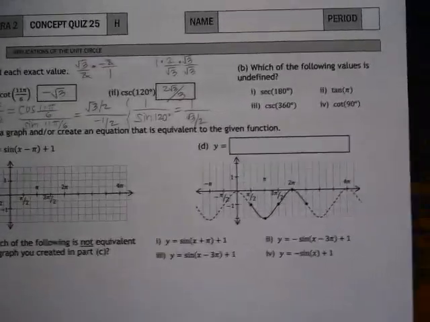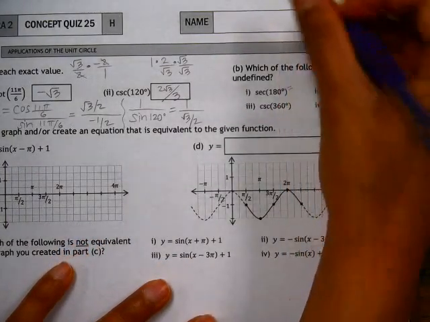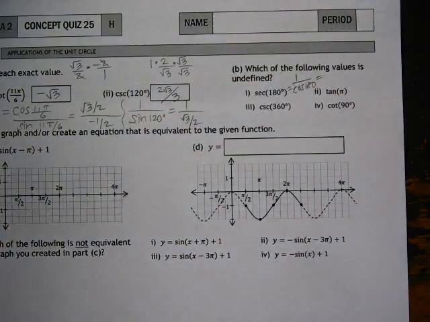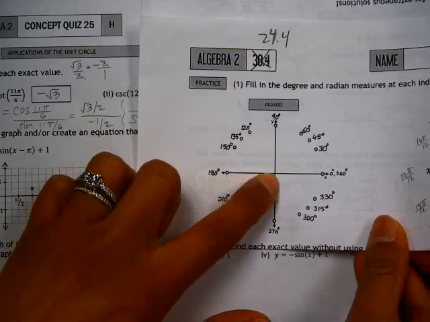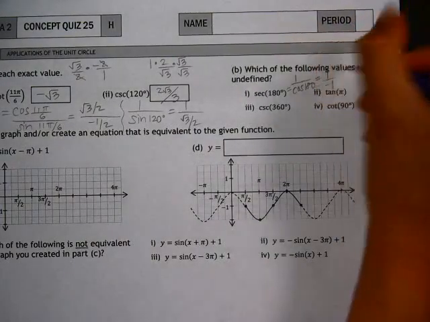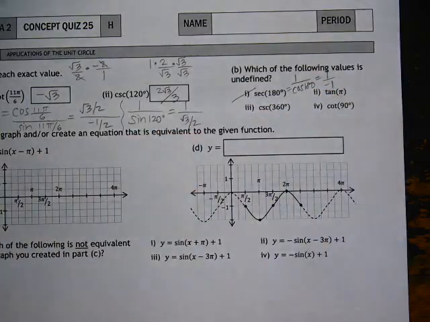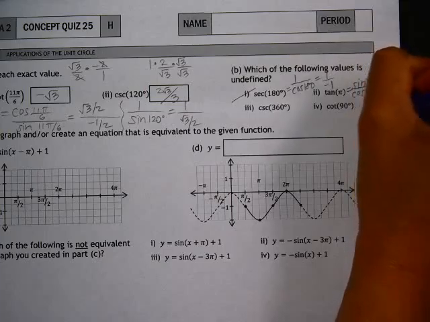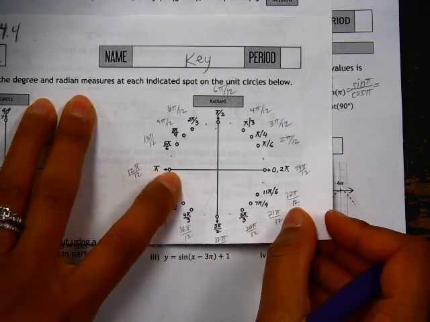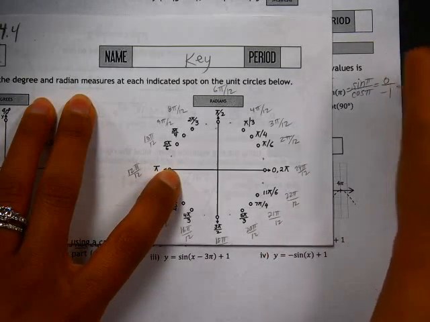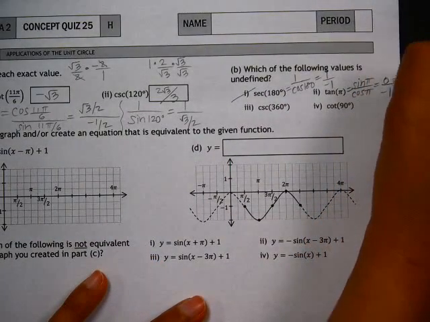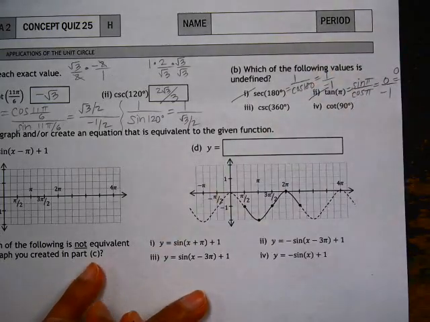Which of the following values is undefined? Secant is 1 over cosine of 180. When you're at 180 degrees, the cosine is negative 1. So 1 divided by negative 1 is negative 1, so that is not undefined. Tangent of pi is equal to sine of pi divided by cosine of pi. At pi radians, sine is 0, cosine is negative 1. If you have a 0 in the numerator and you divide by something, that is equal to 0. So this is not undefined.